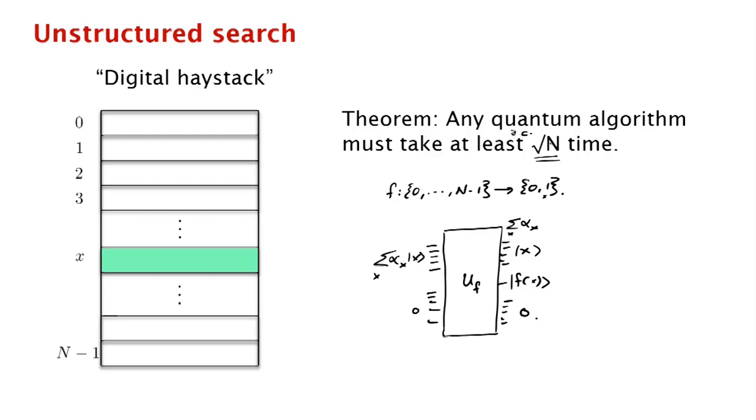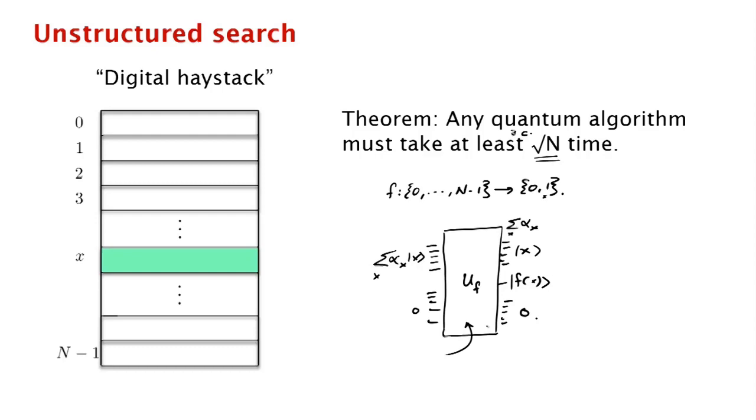Okay, what does it not say? It doesn't say that if you were allowed to look inside this procedure and understand how it works, you would still need square root of capital N steps. It may be that there's a way around this, but what it says is as long as you use this procedure as a black box, then it takes at least square root of N time.